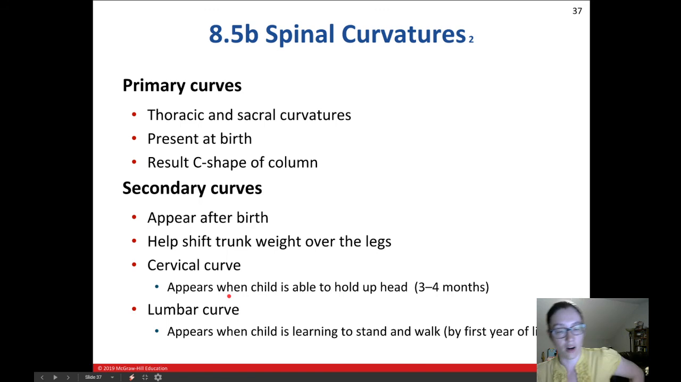And then the lumbar curve, so that's the curve at the small of your back, is going to appear when the child is learning to stand and walk, so usually by around the first year of life. So those are the secondary curves.